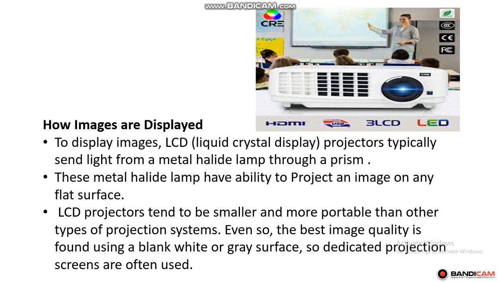And how are these images displayed onto the screen? To display the images, LCD projectors typically send light from a metal halide lamp through a prism. These metal halide lamps have the ability to project an image on any flat surface. So with the help of this halide lamp, these images will be projected onto the flat surface by passing this light through the prism. So that is how the scientific action takes place for the display of the images or PowerPoints or videos onto the screen, so that students can see the videos or images very clearly.